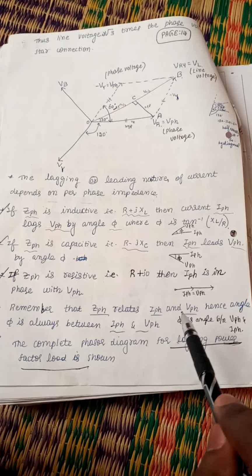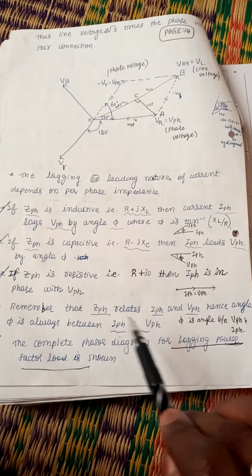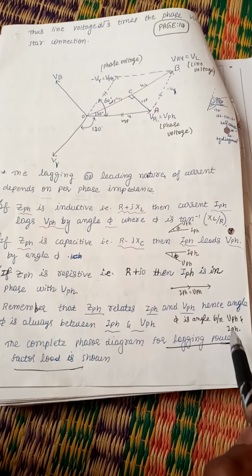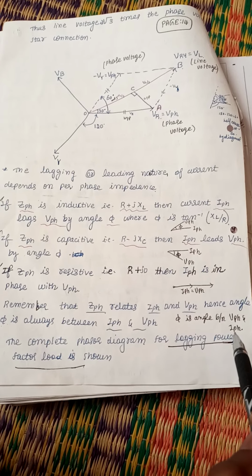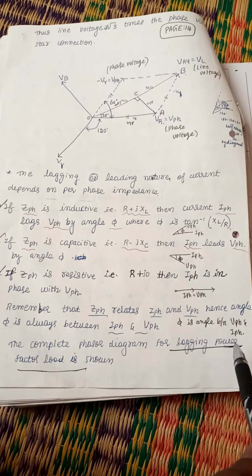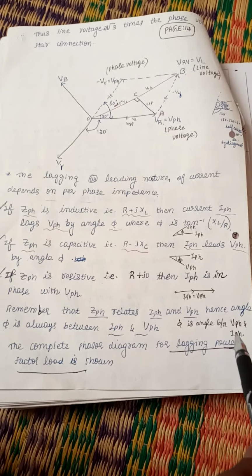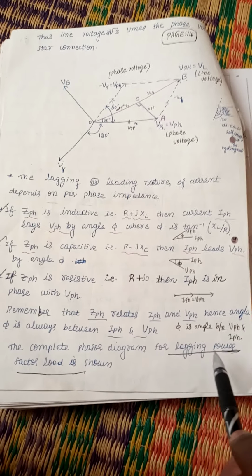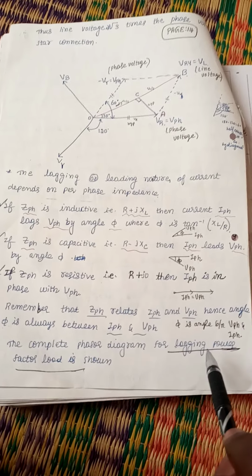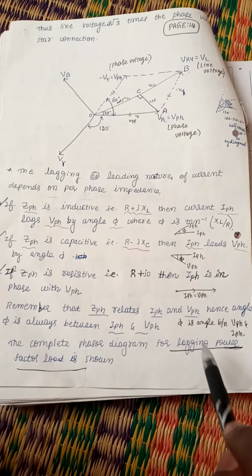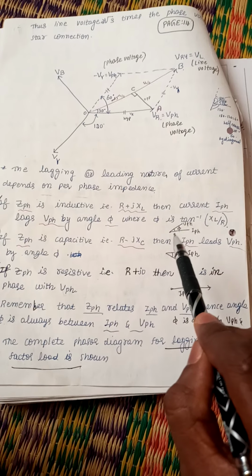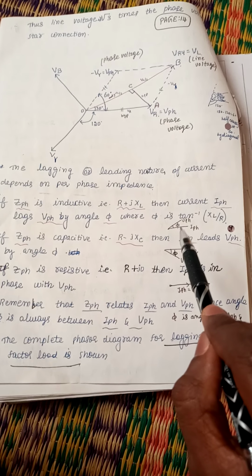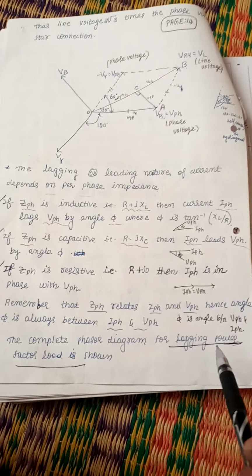One thing keep in your mind, pi is the angle between phase voltage and phase current. So now we have to draw the complete phasor diagram for lagging power factor. Lagging means here the current is lagging. Therefore, it's an inductive circuit. We are talking about an inductive circuit. Is it clear? Therefore, lagging power factor means it's an inductive circuit.